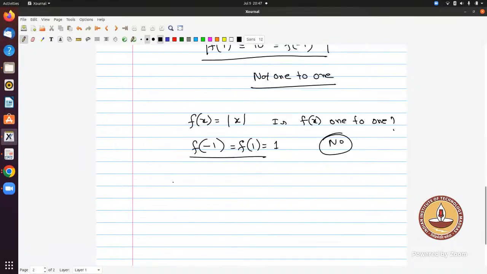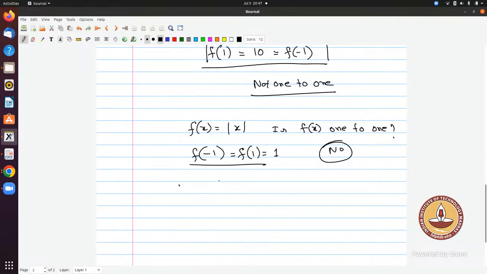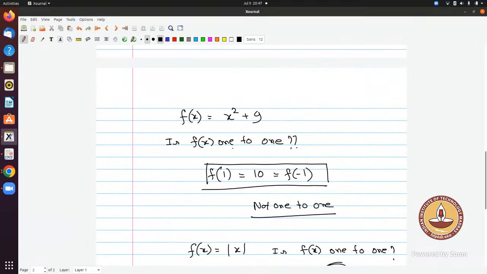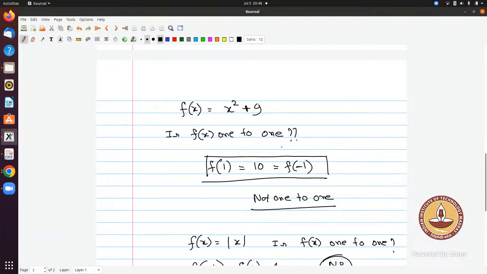Sir, in x square equal to 9, minus 3 will also come. I have written x square plus 9. This is a function I am writing, not an equation. Whatever positive and negative value you choose, plus 2, minus 2, whatever, it will always give the same value. So it is not one to one.